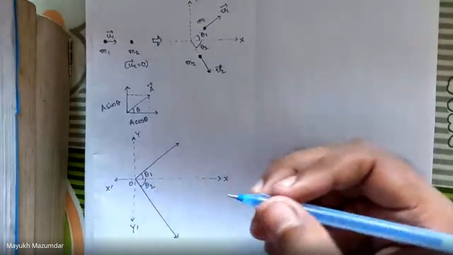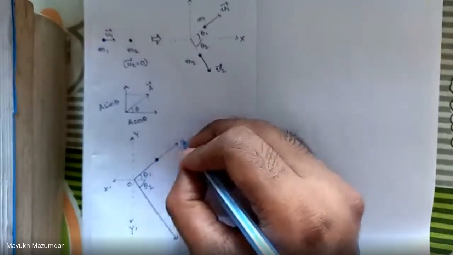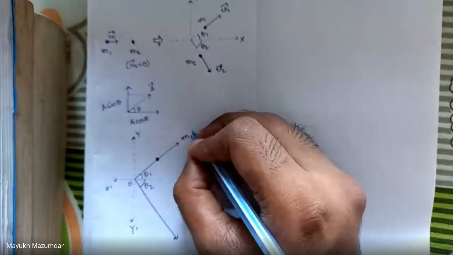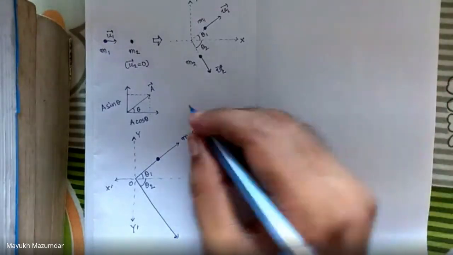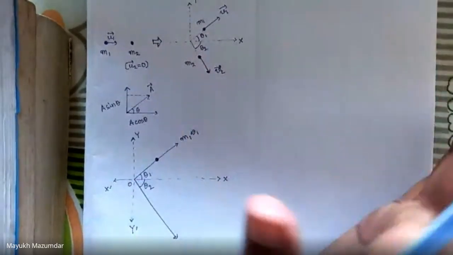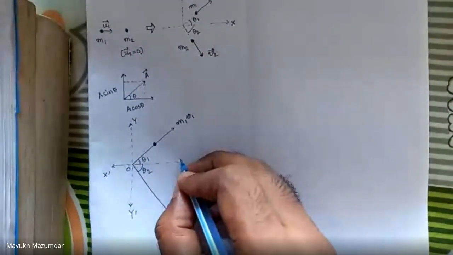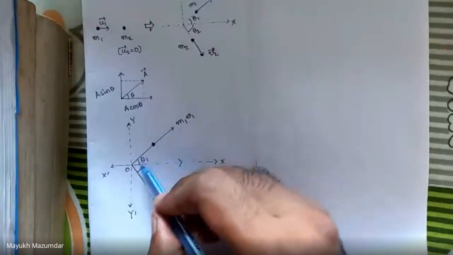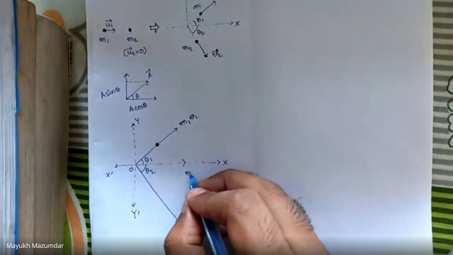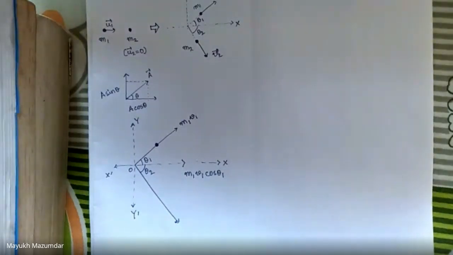What is this momentum? This momentum is m1 v1. I'm dropping the vector sign for simplicity. You may keep it. So what is the cos component of this one? Along this direction, if this vector is making an angle theta 1, then this would be m1 v1 cos theta 1. Isn't it?